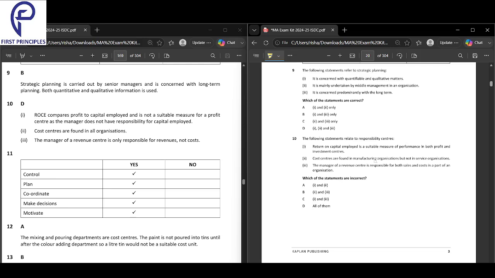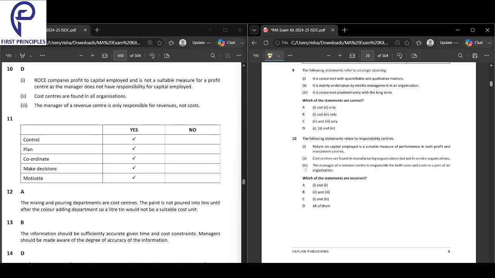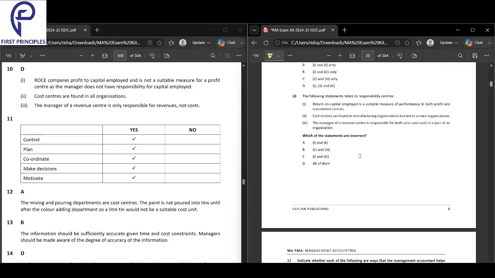Question 9, characteristics of strategic planning. It is concerned with quantifiable and qualitative matters. Sure, there is no specificity. It is mainly undertaken by middle management in an organization. Obviously not. It is taken by the strategic level. It is concerned with long term. Absolutely. So the ninth one is pretty straightforward. It is done by the strategic level, not middle management.